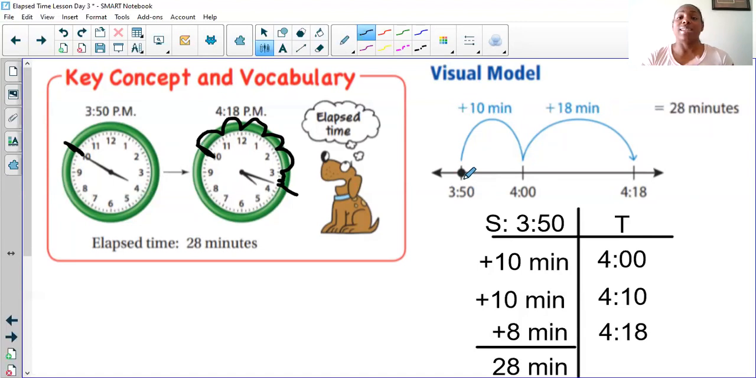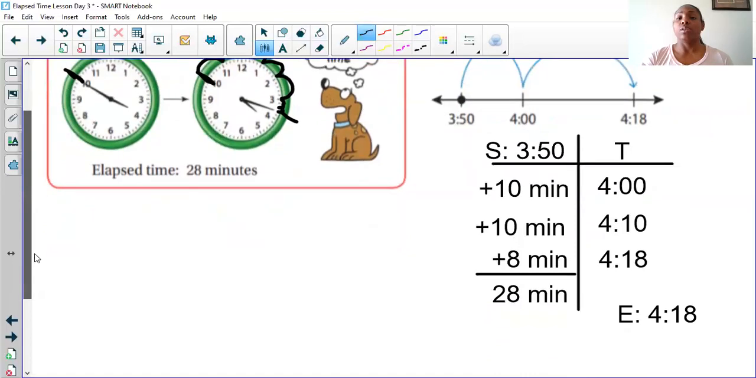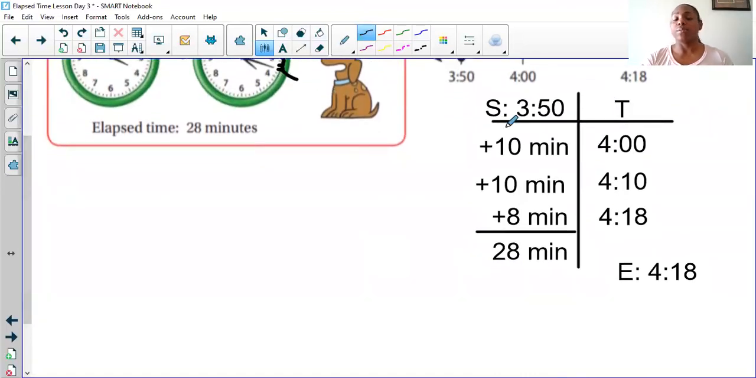So I know it's going to take 10 minutes to get to the 4 o'clock hour. So they jumped the 10 minutes. And then they made it easy on themselves because they knew from 4 o'clock to 4:18, it would be another 18 minutes. So when I do 10 plus 18, you get 28 minutes. And then what I showed you in class, if you take a look right here, we started at 3:50. We created our T-chart. And so our start time is 3:50, our end time is 4:18.